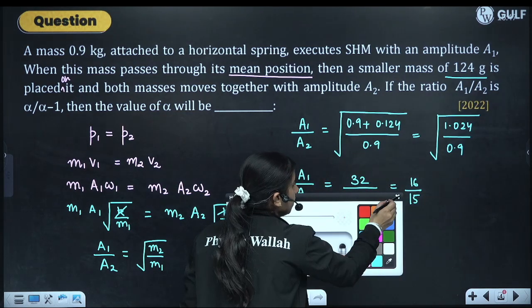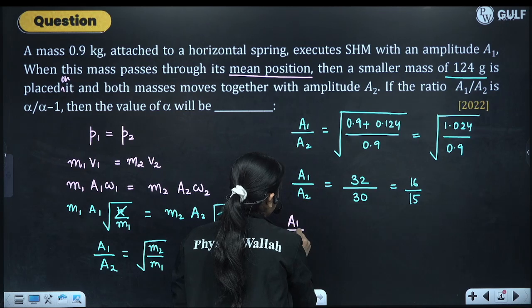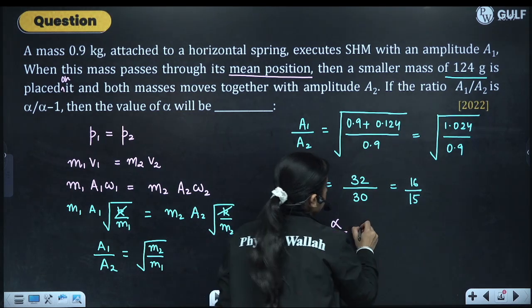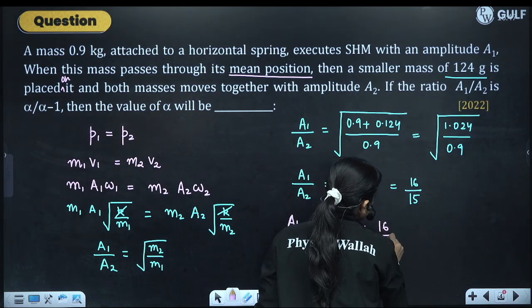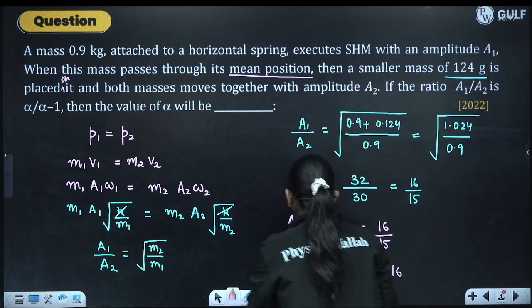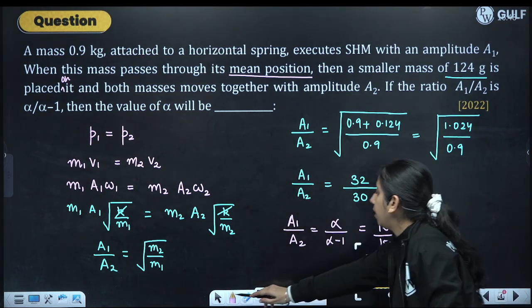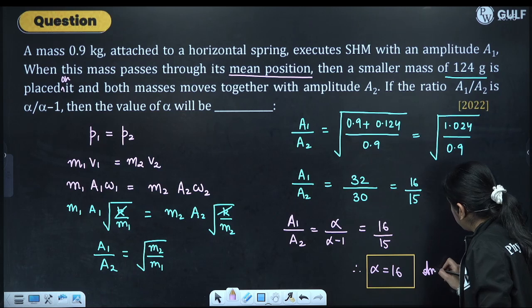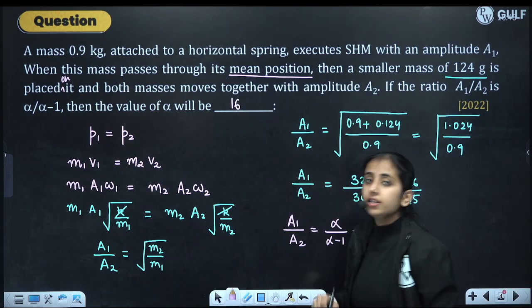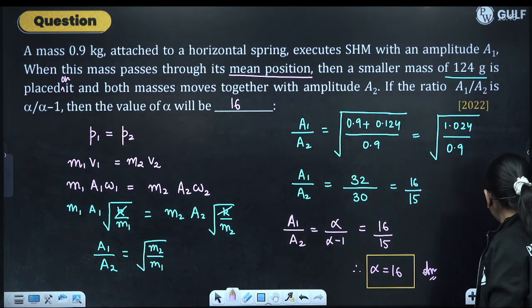Now we are given that a1 by a2 is equal to alpha by alpha minus 1. So this is 16 by 15. So alpha will be 16. From here we get alpha as 16. So this is our answer, 16. Okay, 16 will be the answer.